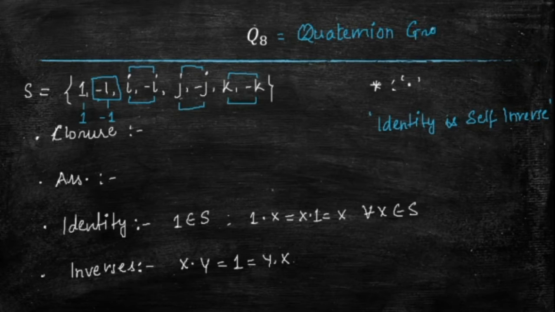Quaternion group. This was the next example, the quaternion group denoted by Q8. It has 8 elements and the binary operation is ordinary multiplication. Moving on to the next one.